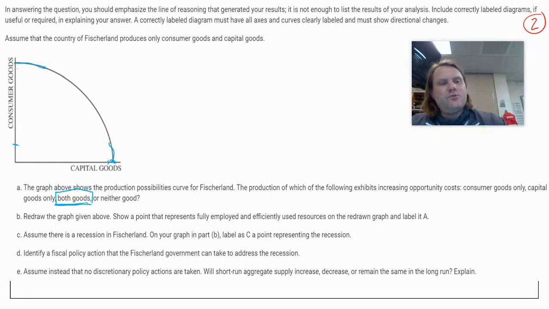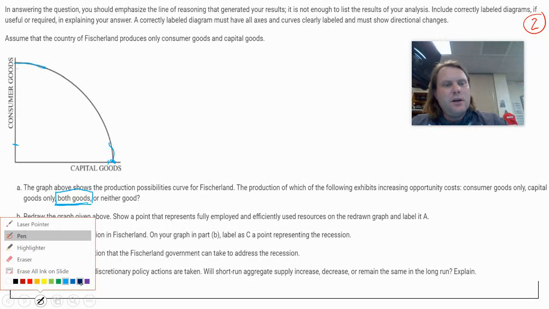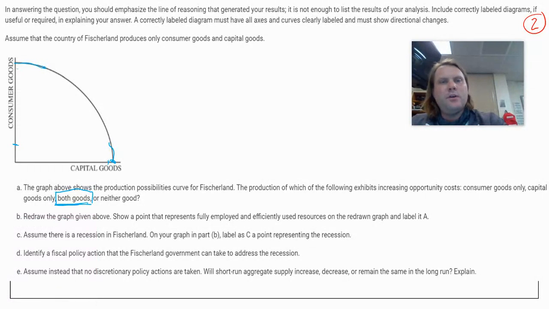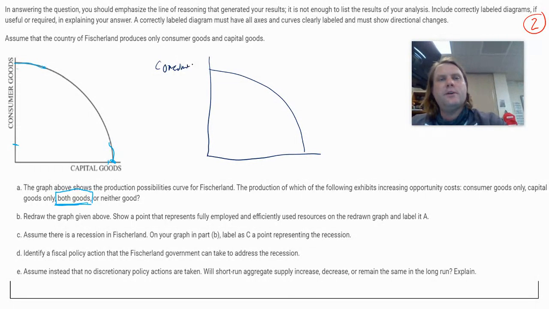All right, redraw the given graph above. We'll redraw this thing. Don't really need to, but they asked us to. We labeled things.